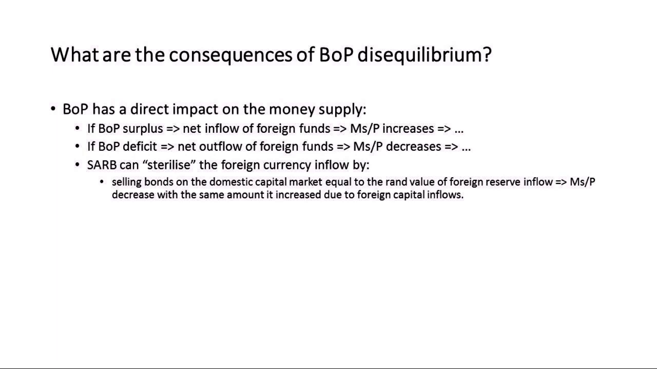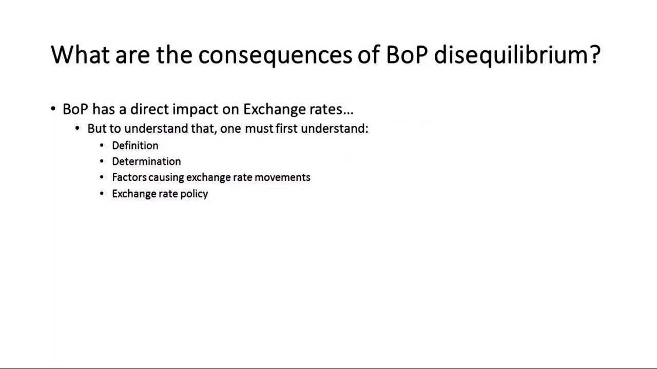Now, the Reserve Bank can sterilize a foreign currency inflow if they don't want a net inflow of foreign funds adding to the money supply. They can, at the same time, reduce the money supply by selling bonds in the domestic capital market. That's called sterilization. From the foreign side, there's an inflow of money, but then they take money out of circulation and reduce the money supply by operating in the secondary market.